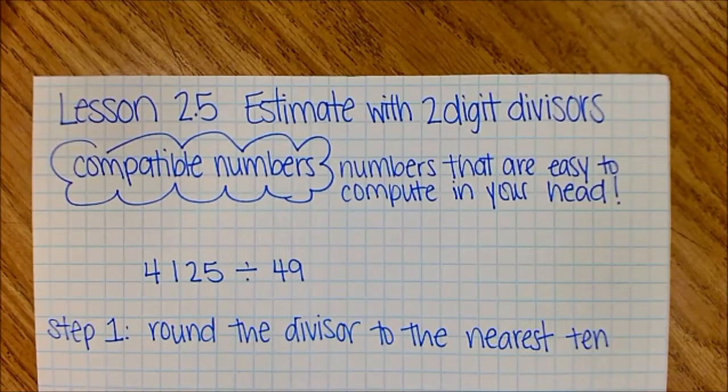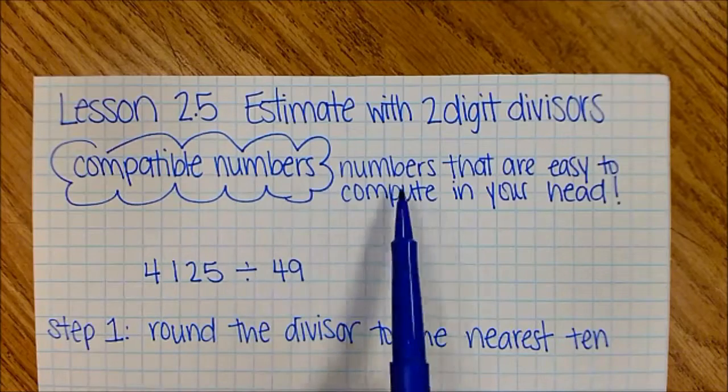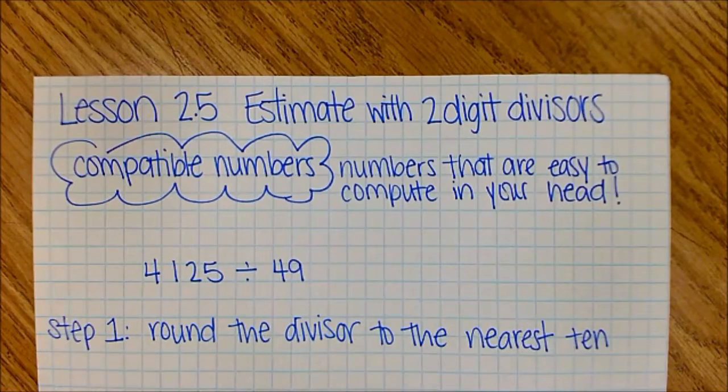All right, so let's go through how to estimate with two-digit divisors. So this is from Chapter 2, Lesson 5, so Lesson 2.5. When we have two-digit divisors, we are going to start using something called compatible numbers. Compatible numbers are just numbers that are easy to compute in your head. So your basic math facts, something that you can do in your head and do mental math with, where you don't need to use a calculator.